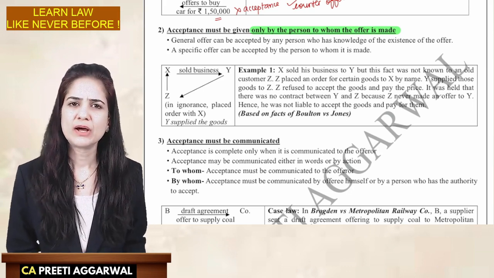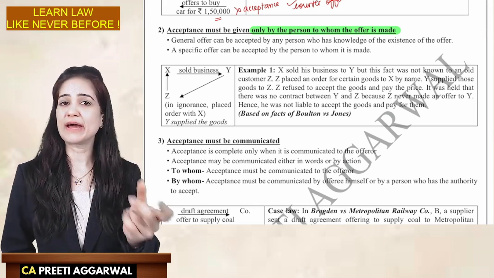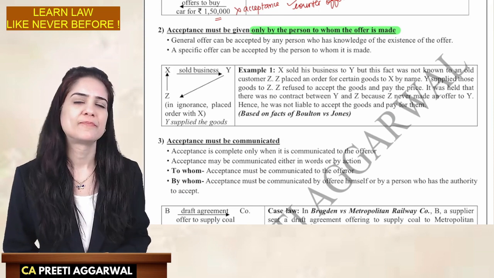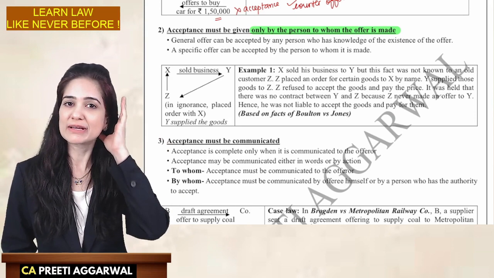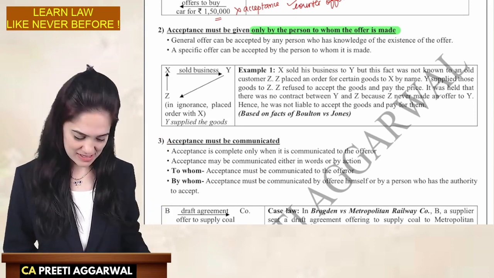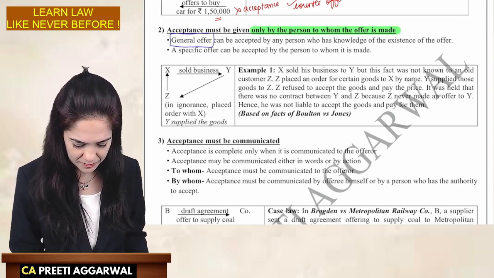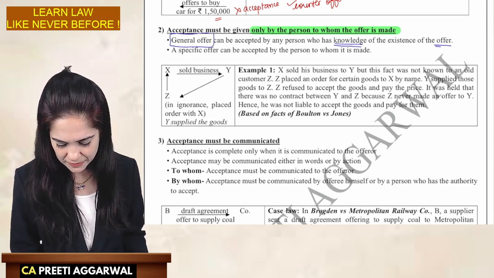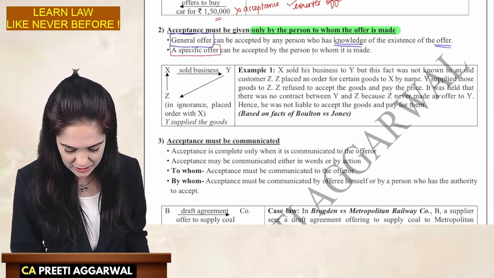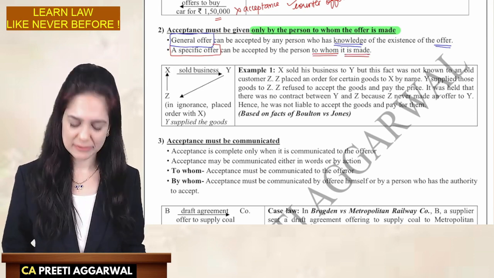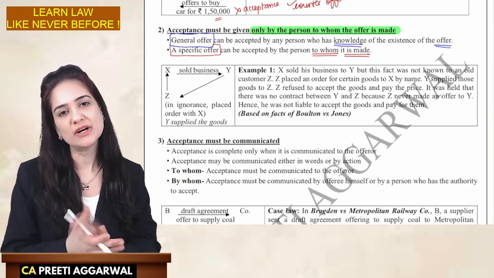Can you tell me who can accept a general offer? General offer can be accepted by anyone who has knowledge of the offer. Who can accept a specific offer? It can be accepted only by the person to whom it is made. Yes. So general offer can be accepted by any person who has knowledge of the offer, whereas specific offer can be accepted by the person to whom it is made. So only the person to whom it is made or the person who knows about the offer can accept it.